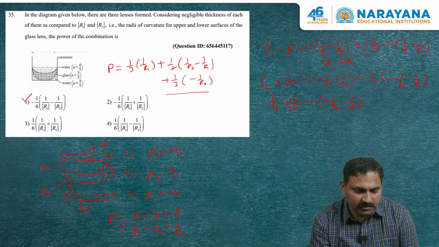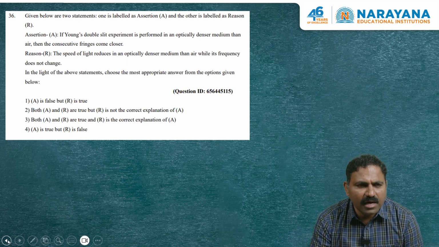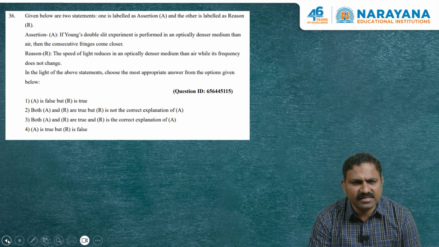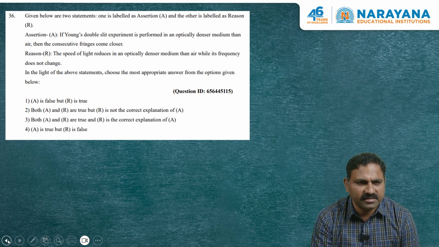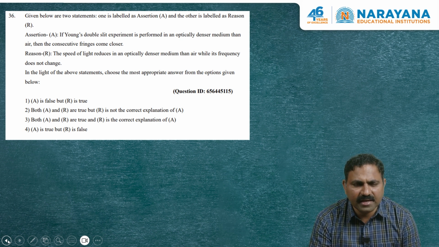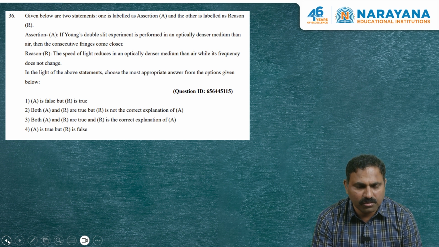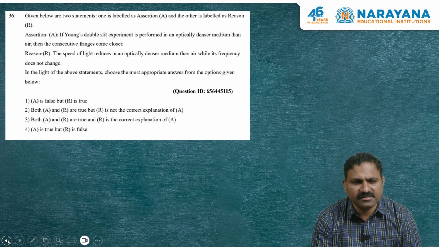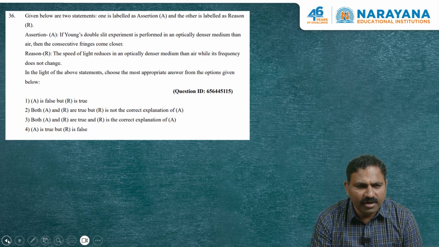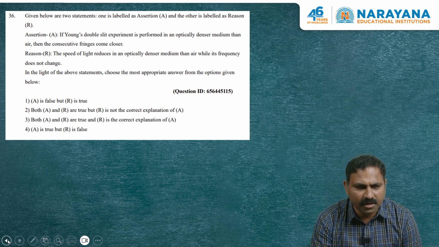Let us go to the next question. 36th question. Given below are two statements, one labeled as assertion and the other labeled as reason. If Young's double slit experiment is performed in an optically denser medium than air, then consecutive fringes come closer. Second statement: speed of light reduces in an optically denser medium than air while its frequency does not change. In the light of the above statements, choose the most appropriate answer from the options given below.